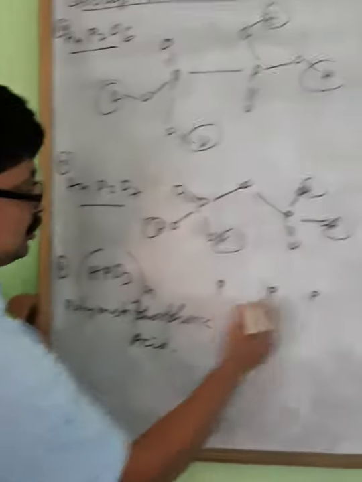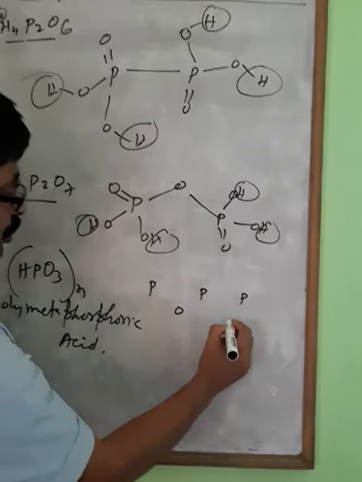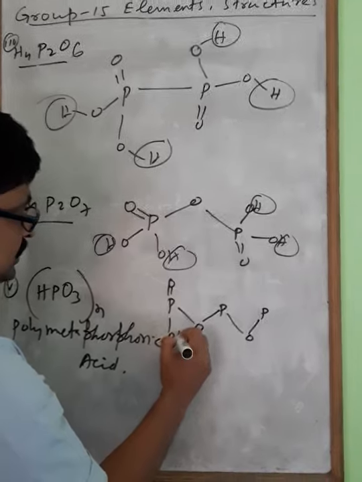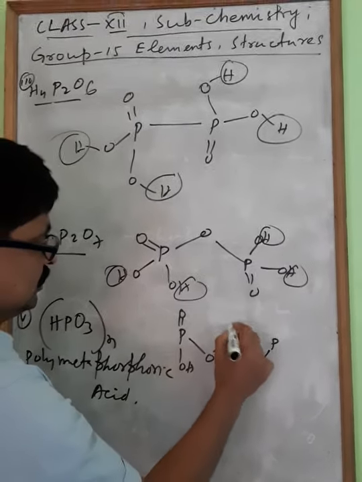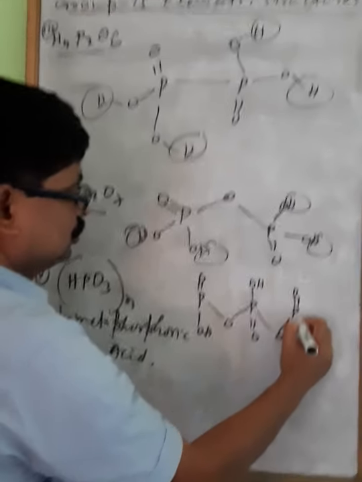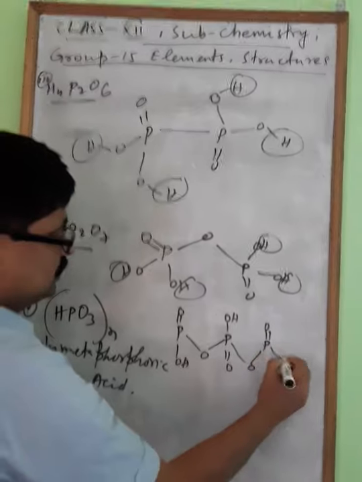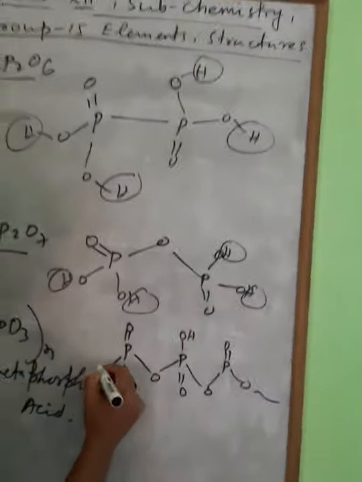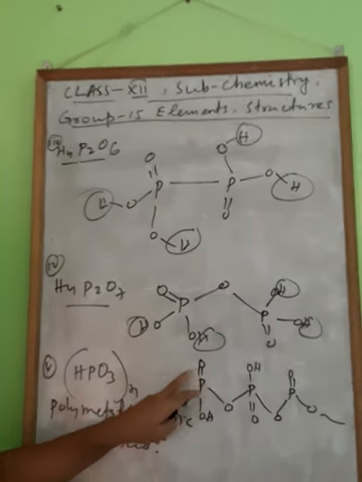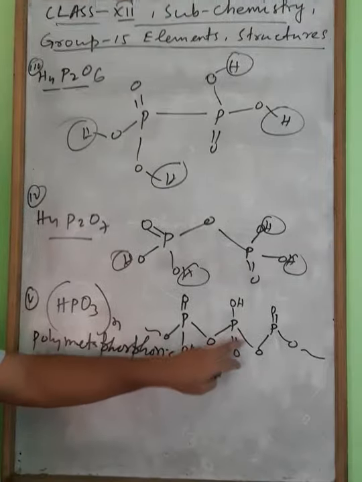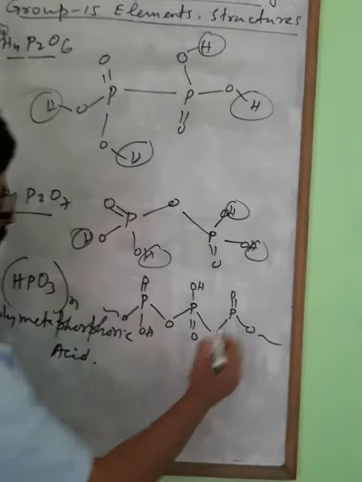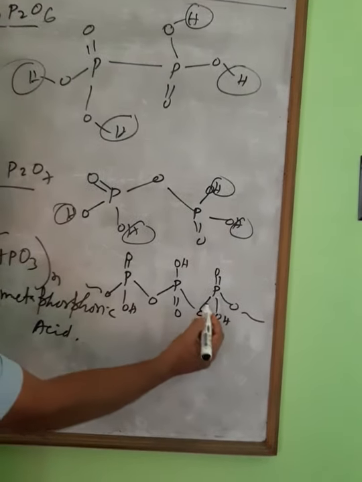And I took 3 phosphorus. Between them, put oxygen. Okay. Now put O, OH, and OH. Put O. Put double-bonded O. Here OH. Here O. What is this? Look at this. Each phosphorus, how many bonds are there? 1, 2, 3, 4, 5. Here 1, 2, 3, 4, 5. Here 1, 2, 3. One more. Here OH. Okay. 1, 2, 3, 4, 5.